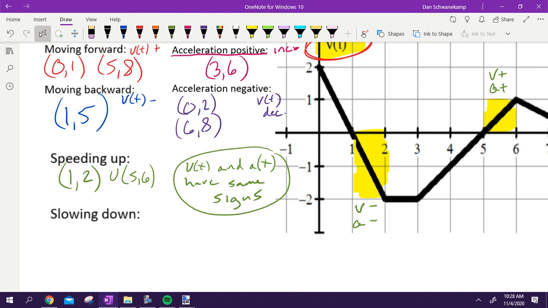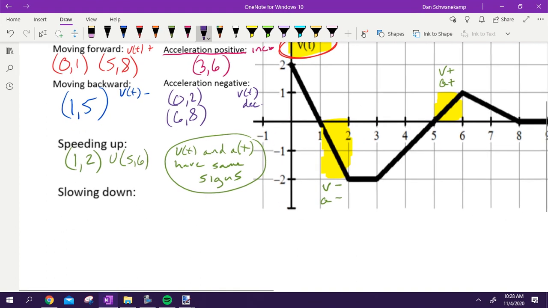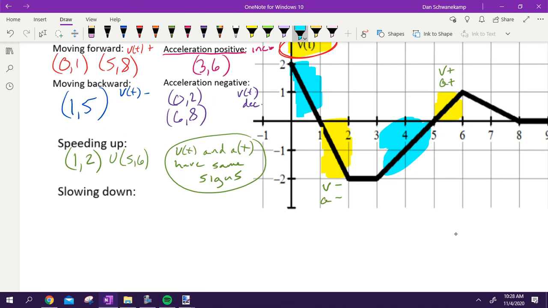It's the only justification you are going to use. You don't get to use anything else. You have to talk about velocity, you have to talk about acceleration. Okay, so slowing down. I'm slowing down in the other spots, right there, and right there. So from 0 to 1, from 3 to 5 and from 6 to 8.